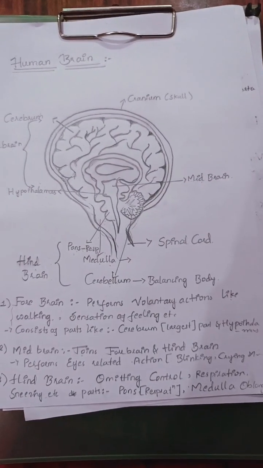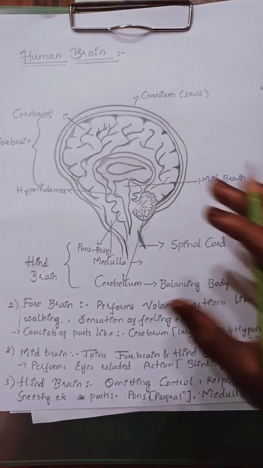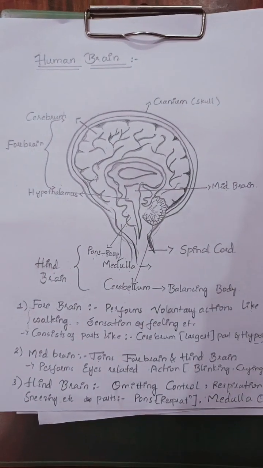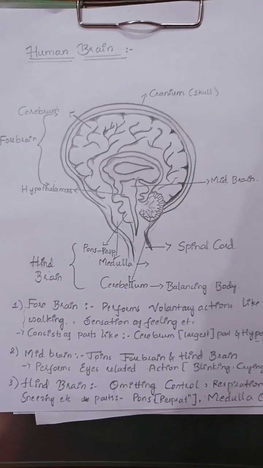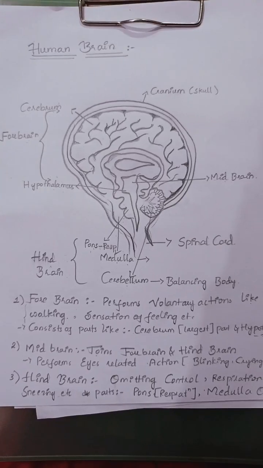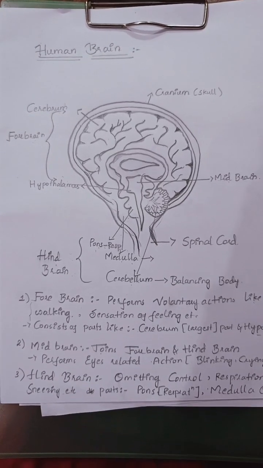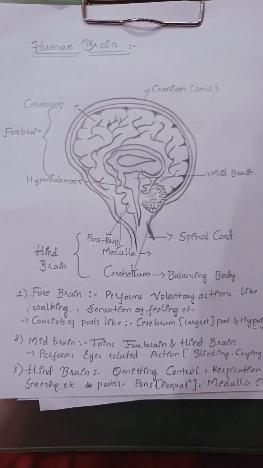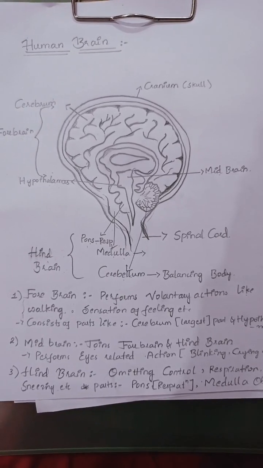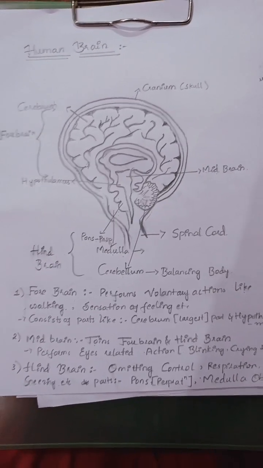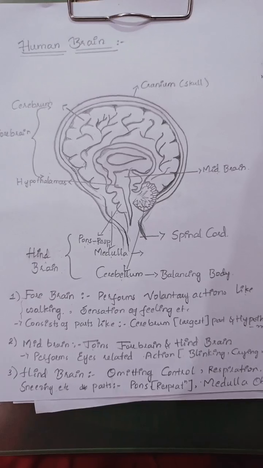And one thing, without the brain, no one can survive. This part is helpful for thinking, balancing our body, speaking, and it performs all the functions related to voluntary and involuntary actions. So the brain is very important. It is a center part. Without the brain, no one can survive.